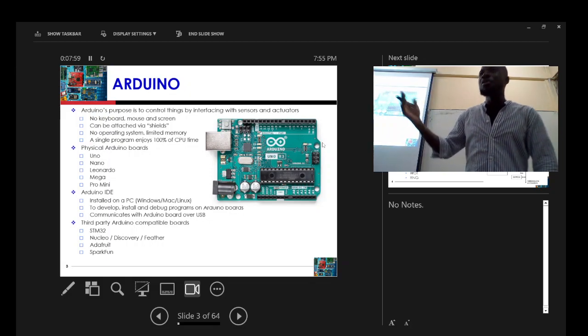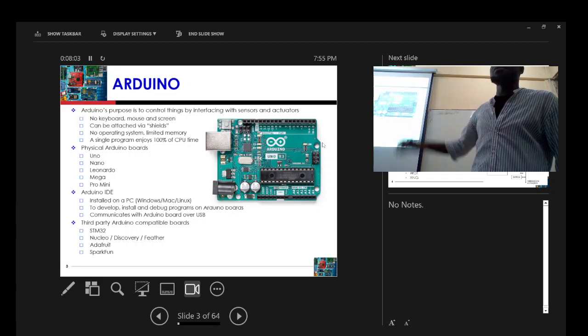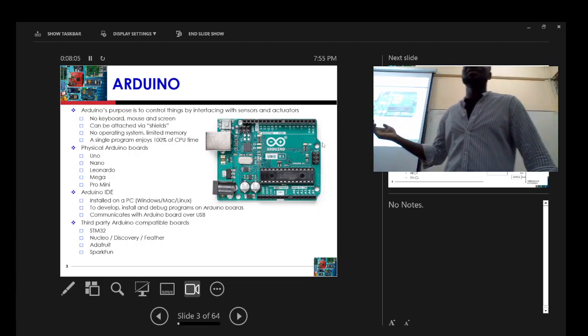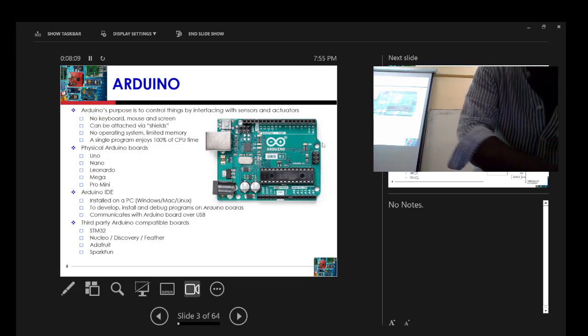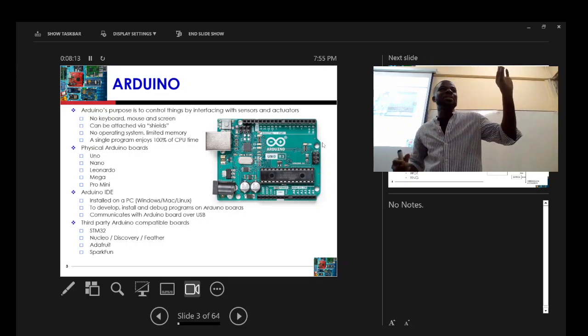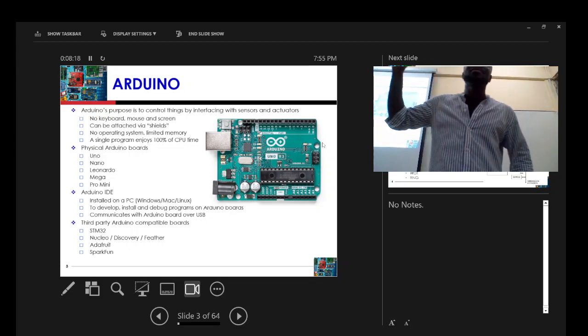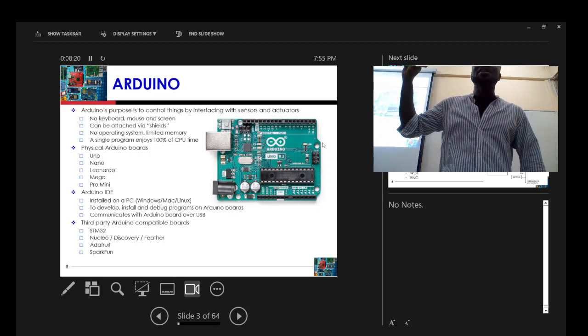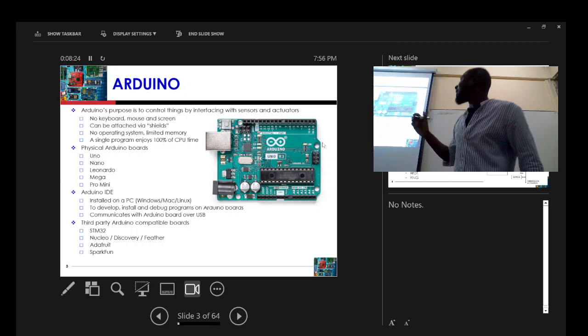So the Arduinos have no keyboard, no mouse, no screen, right? It's just the board. Like the one I have, as I said the last time, this is what I'm going to be using, the Arduino Nano. You see that there's no screen, no keyboard, no mouse. This is just it, right? And then it is capable of a lot of things.